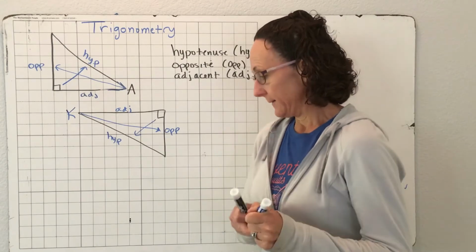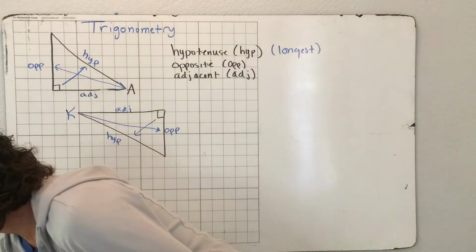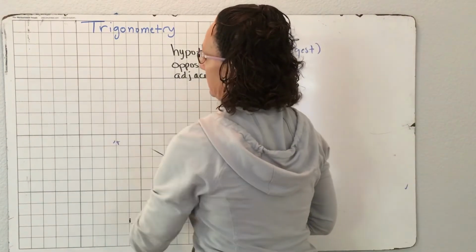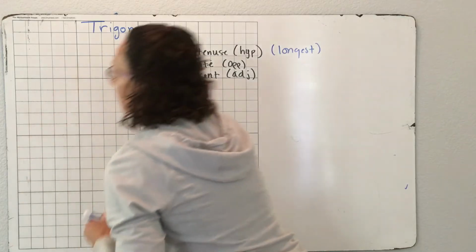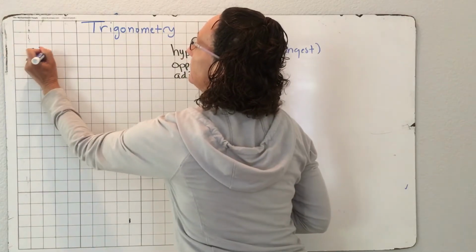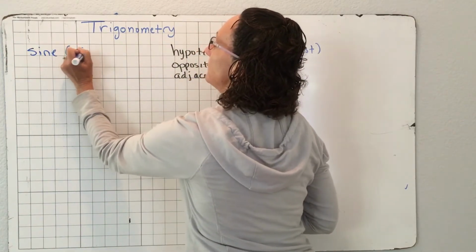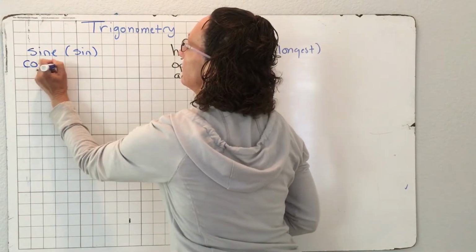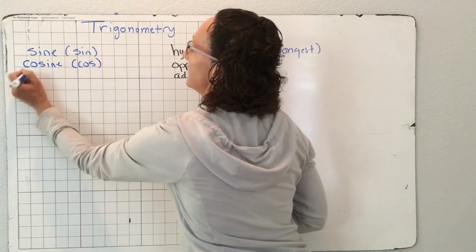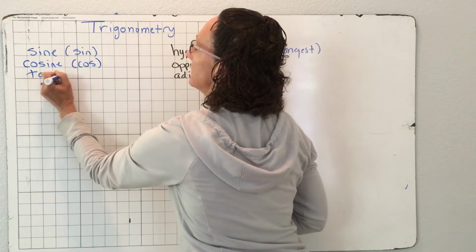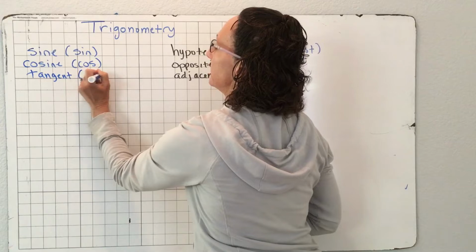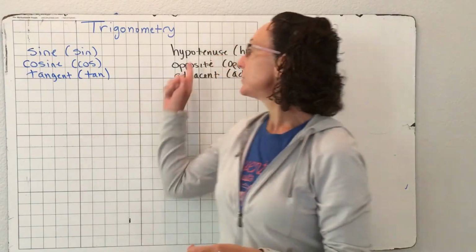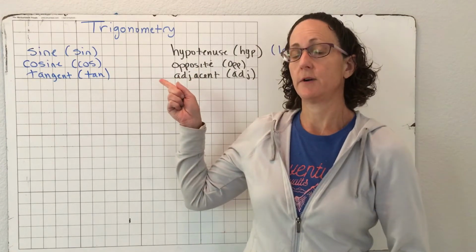Okay, all right, then there's this other thing that's really important. There are three trig ratios. The long way to spell them is sine, which we abbreviate SIN, cosine, which we abbreviate COS, and tangent, which we abbreviate TAN, okay? Each of these is a ratio between two of these sides of a triangle, okay?